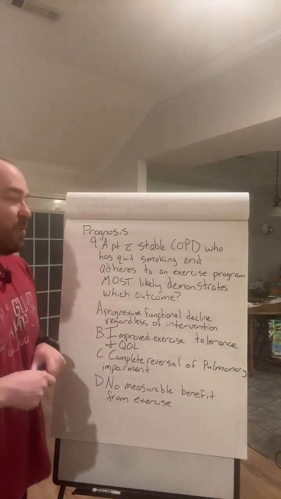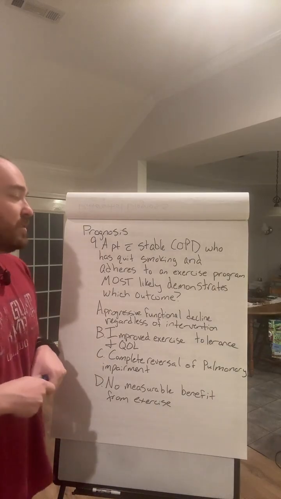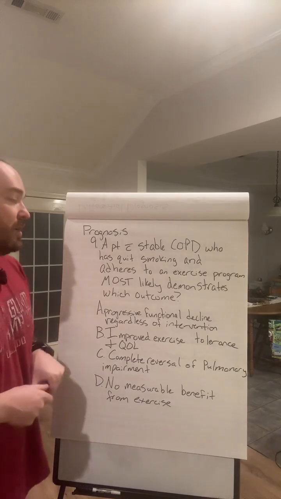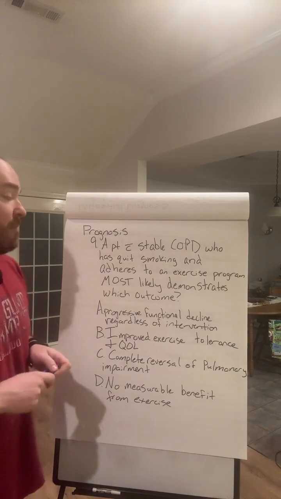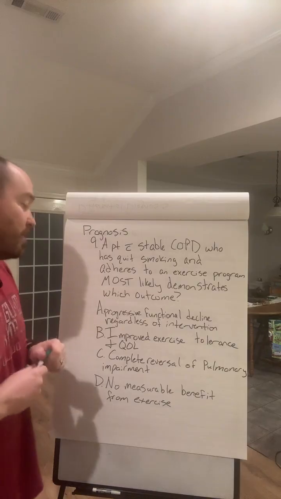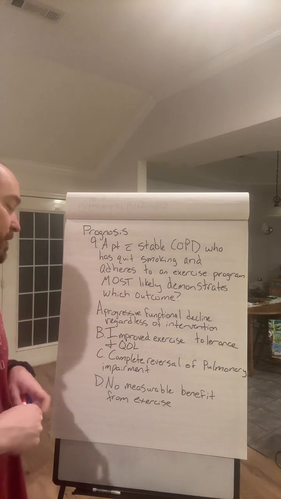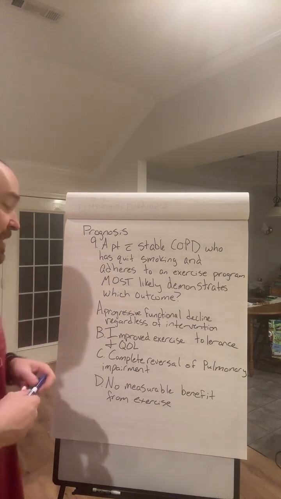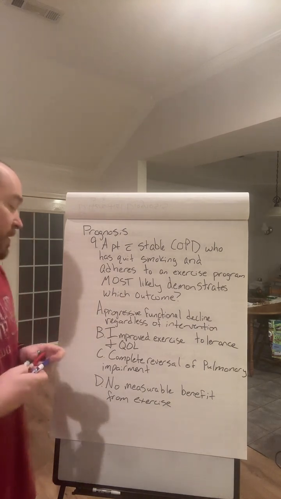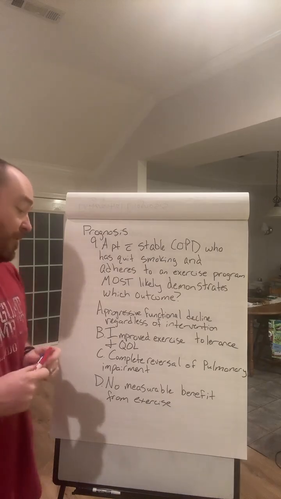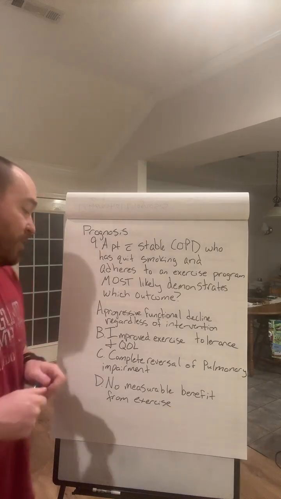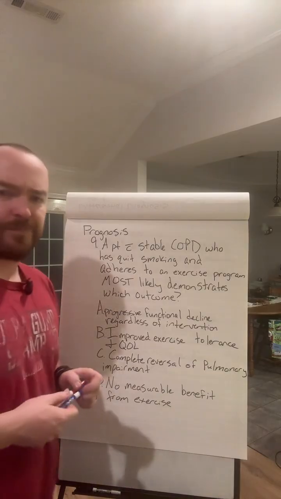I'll read it one more time a little bit more slowly. A patient with stable COPD who has quit smoking and adheres to an exercise program most likely demonstrates which outcome? A, progressive functional decline regardless of intervention. B, improved exercise tolerance and quality of life. C, complete reversal of pulmonary impairment. Or D, no measurable benefit from exercise.